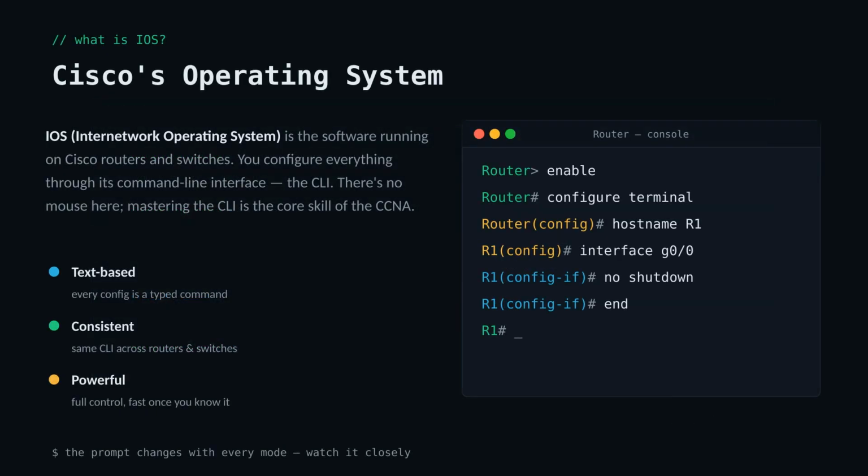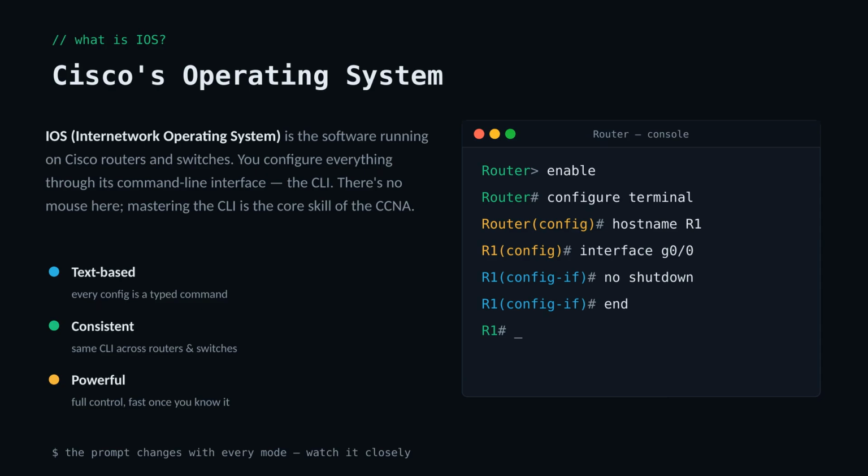So what exactly is this thing we're typing into? IOS, the Internetwork Operating System, is the software living inside every Cisco router and switch, and the CLI is how you talk to it. No mouse, no windows. Every configuration is a typed command, consistent across the entire Cisco family, and incredibly powerful once it's in your fingers.